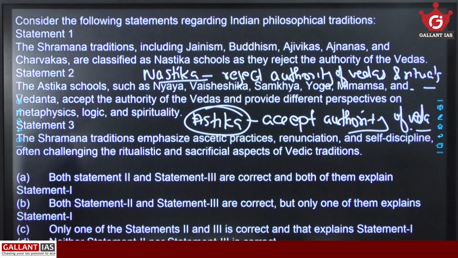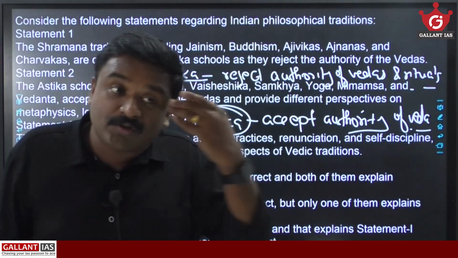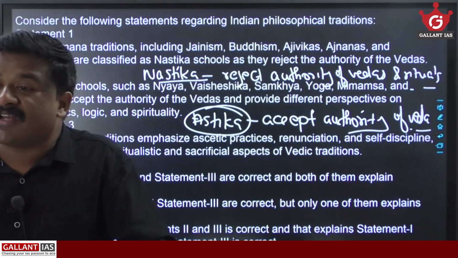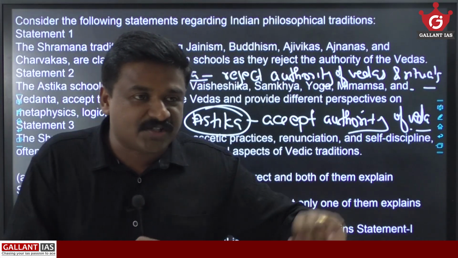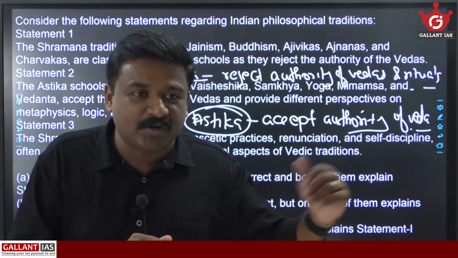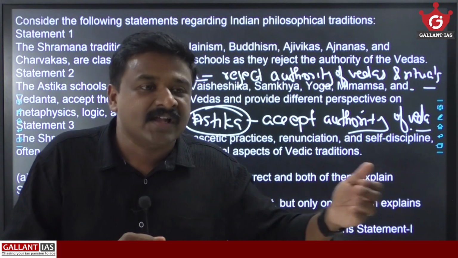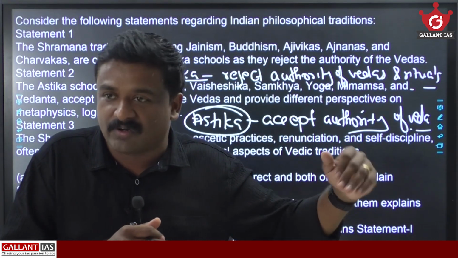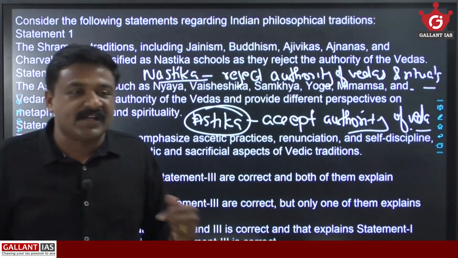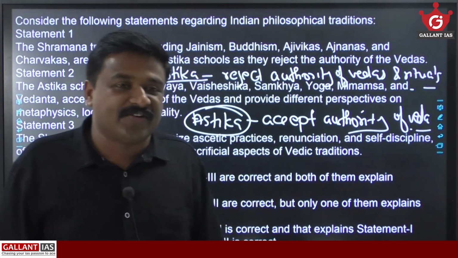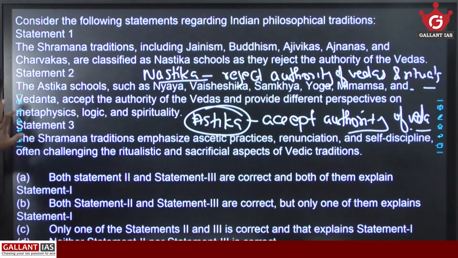This is all about Nastika schools and Astika schools. Now you understood the concept. Nastika is rejecting the authority of the Vedas and rituals, giving more importance to penance, asceticism, and moral or disciplined practices of achieving salvation. Coming to the Astika schools, they accept the authority of the Vedas. Am I right? Yes.